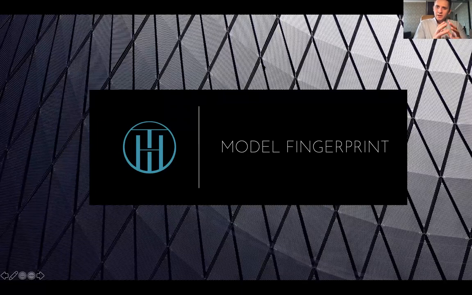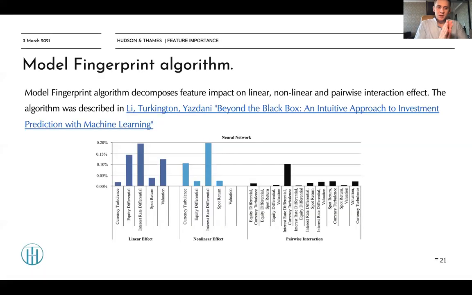Now let's take a look at the next algorithm, which is called model fingerprint. Model fingerprint decomposes feature impact onto a linear, nonlinear, and pairwise interaction effect. The algorithm was described in the Journal of Financial Data Science by Lin, Turkington, Yazdani, and the original paper is called Beyond the Black Box: An Intuitive Approach to Investment Prediction with Machine Learning.